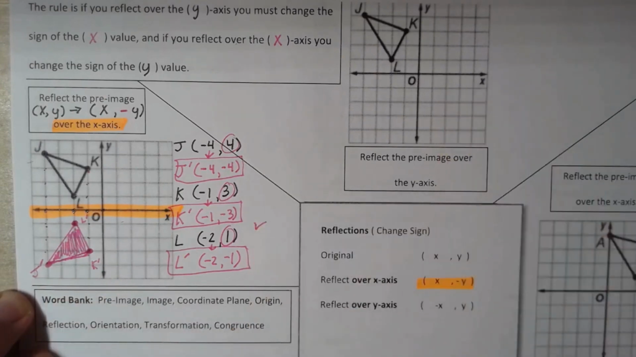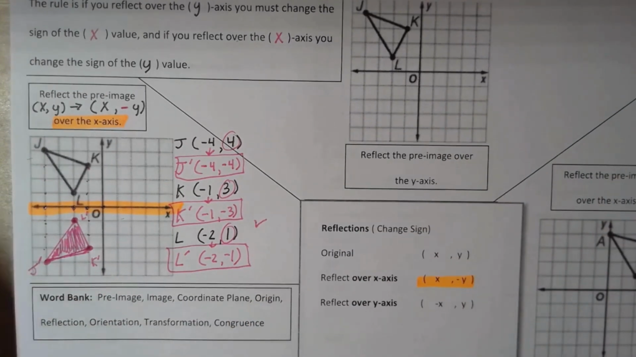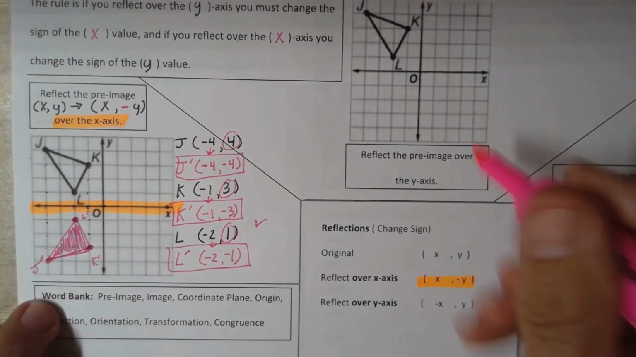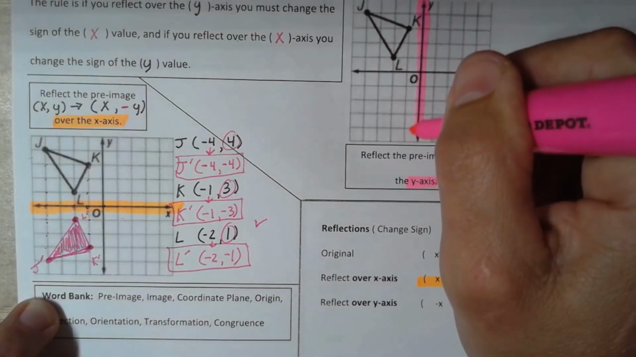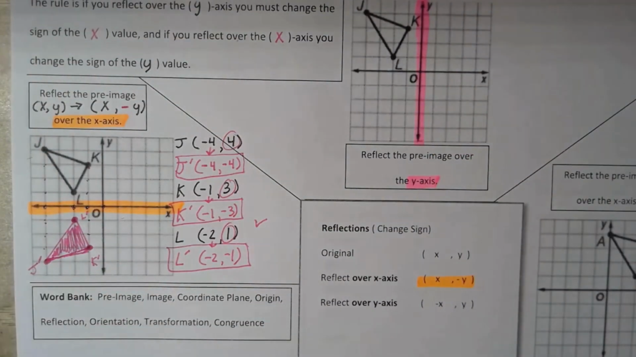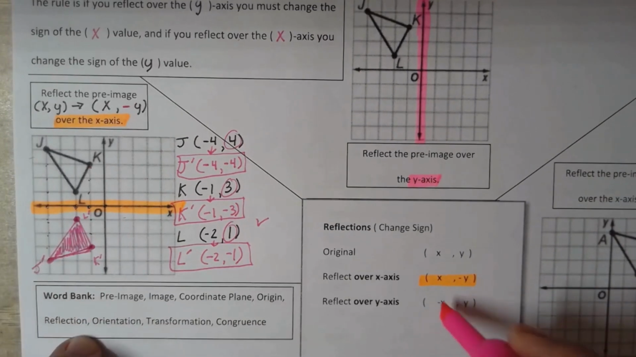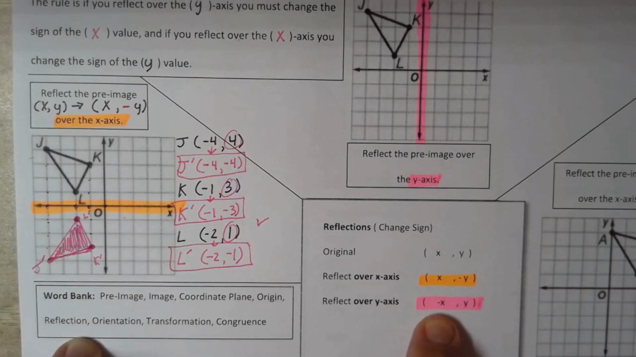Let's try this other one right here. Now we're going to be doing a reflection over the y-axis. And our y-axis is our vertical axis that runs up and down. Now remember, our rule for reflection over the y-axis is the only thing that we change is the x value. Whatever it is, if it's a negative x, we're going to make it positive. Or if it's a positive x, we'll make it negative. But we're going to change that x value.